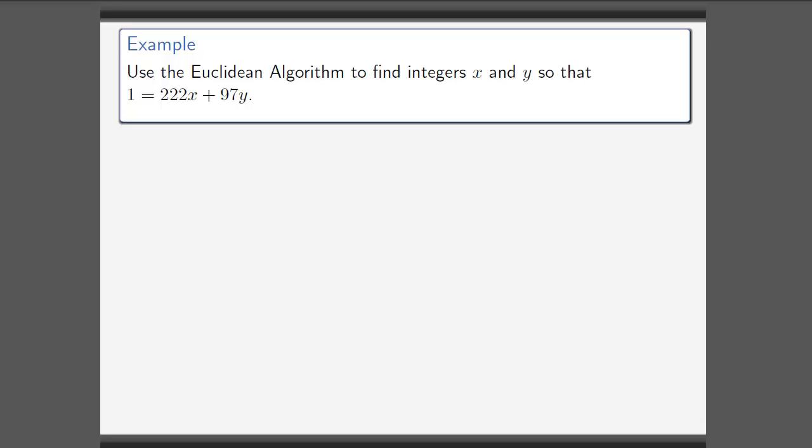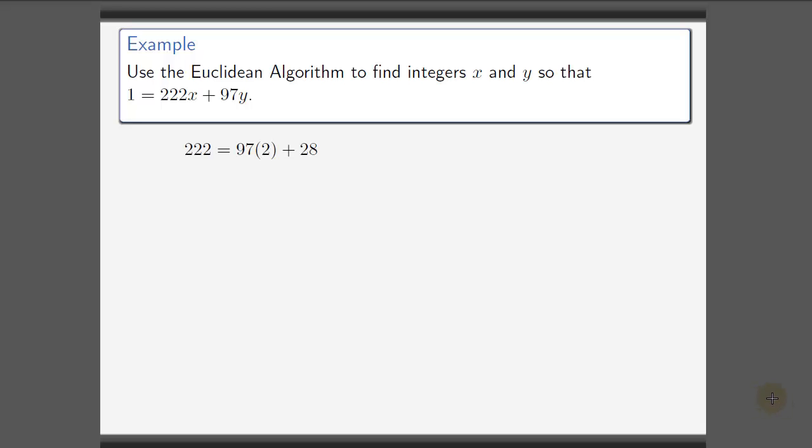Alright, in this problem we've been asked to use the Euclidean algorithm to find integers x and y so that 1 is equal to 222x plus 97y. At first glance, it's not even obvious that there will be integers x and y that satisfy that equation, but what we will discover is that 1 is the greatest common divisor of 222 and 97. That's where the Euclidean algorithm comes into play.